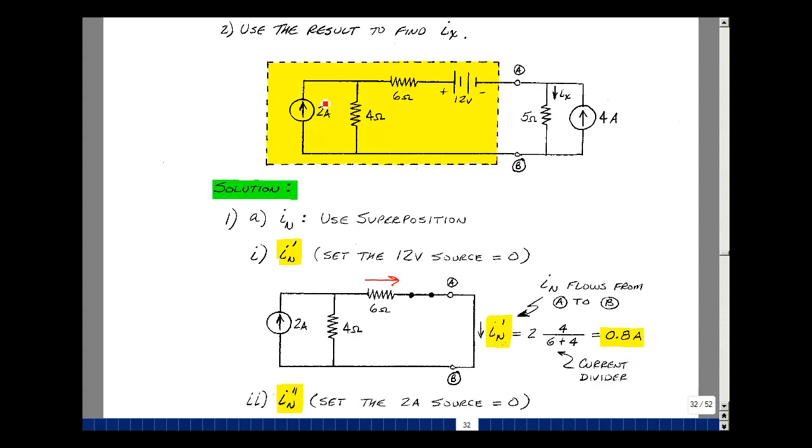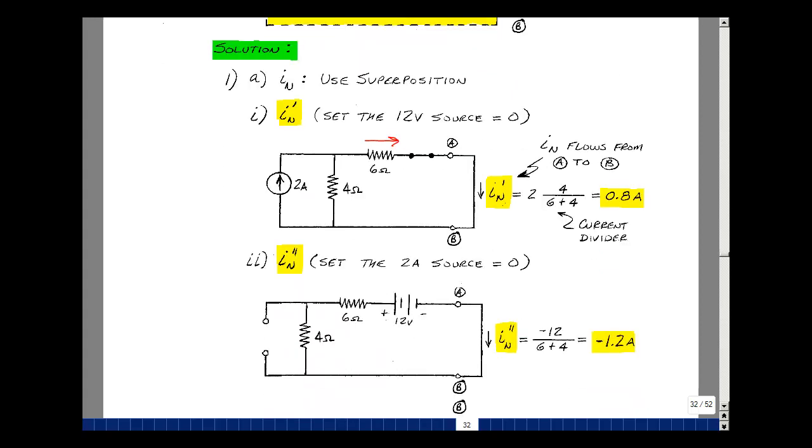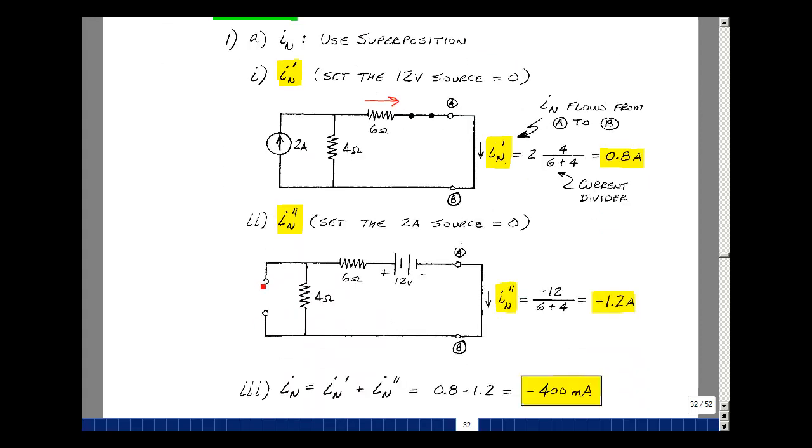Then we'll set the current source equal to 0 and put the voltage source back in and find the current due to the second source. Taking a current source equal to 0, it's an open circuit. Put my 12 volts back in, and now the current that flows in this direction would be equal to 12 volts divided by the total resistance in parallel with it. 6 plus 4 is in parallel with the 12 volt source. But I want the current in the other direction. So I'll take the negative of that. Minus 12 divided by 6 plus 4 is a minus 1.2 amps.